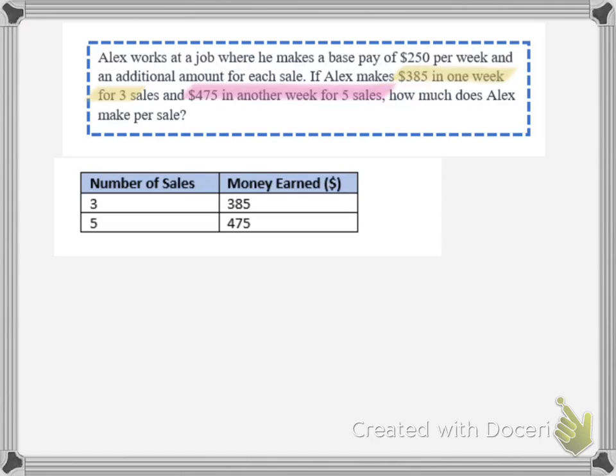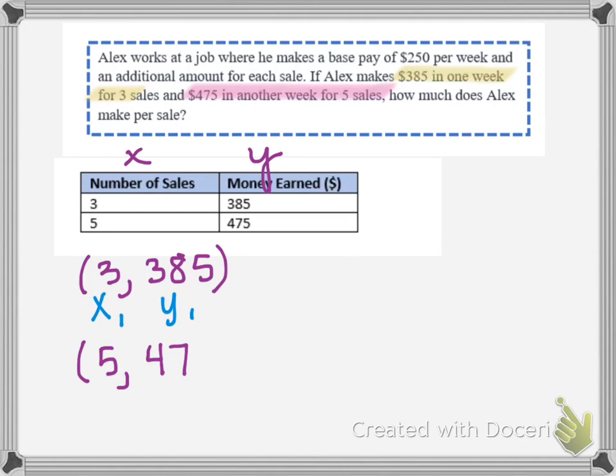So in the number of sales column, we see 1 week he made 3 sales, 1 week he made 5 sales, and then in the money earned column, we have his corresponding dollar amount. We can think of these as X values and Y values. So from there, we can generate 2 ordered pairs. So our X1, Y1 is 3, 385, and our X2, Y2 is the ordered pair 5, 475.